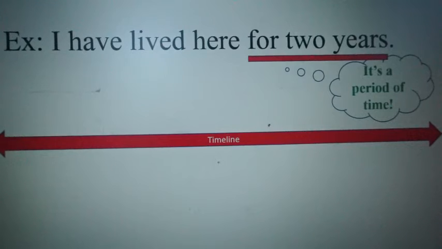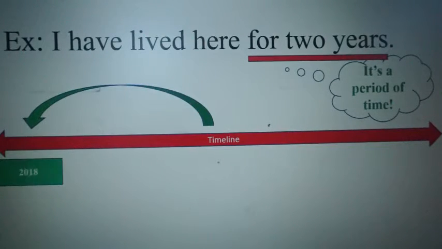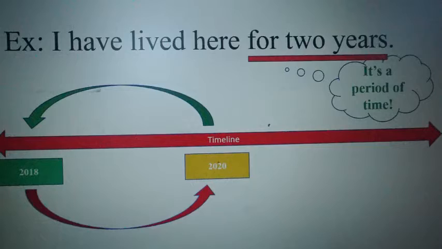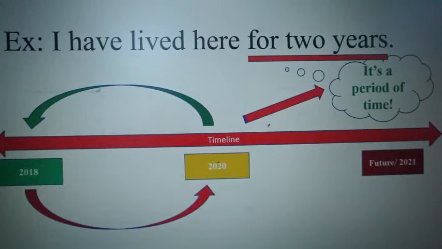Let me take a look at the timeline here. In 2018 you lived here, and then in 2020 you are still here. It means that you have lived here since 2018 up to right now. When we measure the time, it lasts about 2 years that you have lived here. So it's still a period of time.